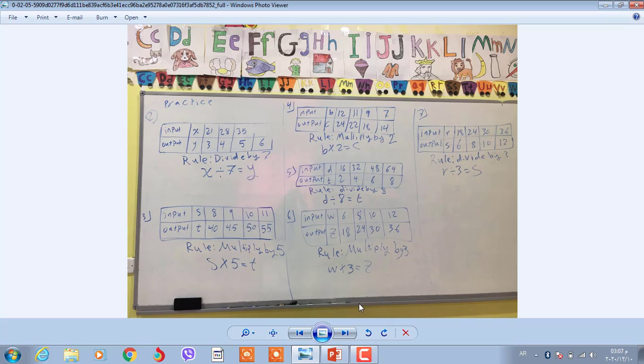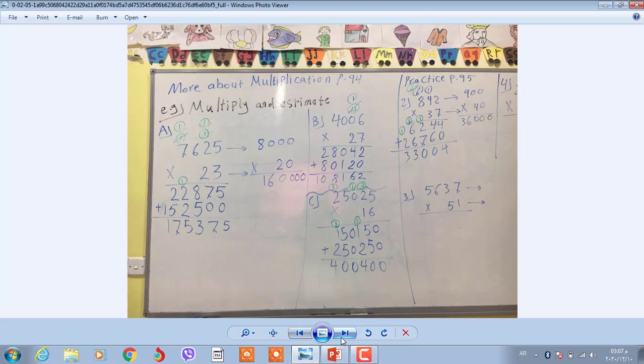Okay, now we are going to the next lesson, which is more about multiplication. In this lesson we have multiply and estimate. I tell you, multiply and estimate. We have example A. We have 7,625 multiplied by 23. The first time, 3 multiply 5 equals 15.